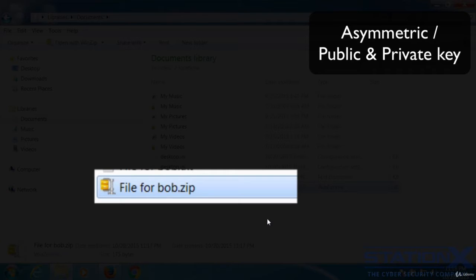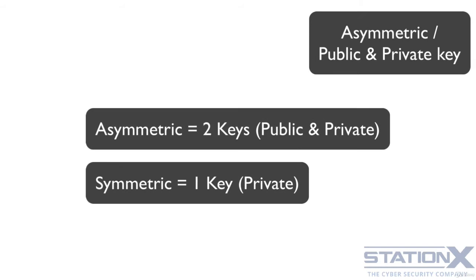It's just not usable as a real-time encryption method, which brings us to the other type of encryption algorithms, and these are called asymmetric encryption algorithms. And this is because they use two keys as opposed to one key. Asymmetric is also referred to as public and private key, and public and private are the two keys that are used in asymmetric encryption. So we have symmetric encryption, one key, asymmetric encryption, two keys, the public and private key.